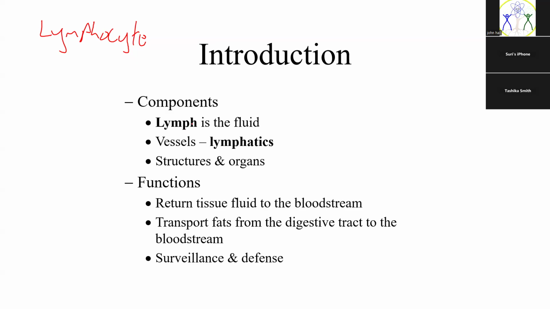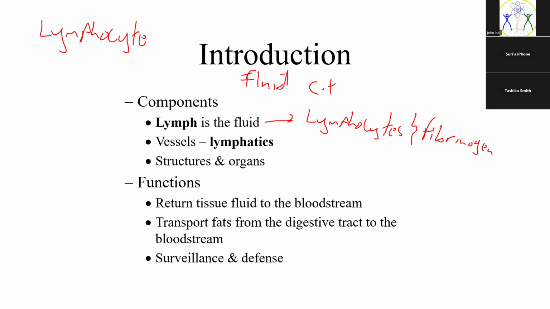So it mentions here the lymphatic system, which of course is a fluid connective tissue, as I'm sure you know already. It has lymph, that's the fluid part. It of course has lymphocytes as the cells, and it also has fibrinogen as the fibers. So it is a connective tissue, just like blood, right?